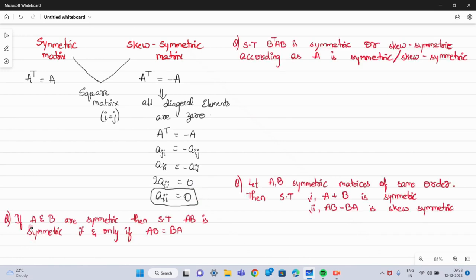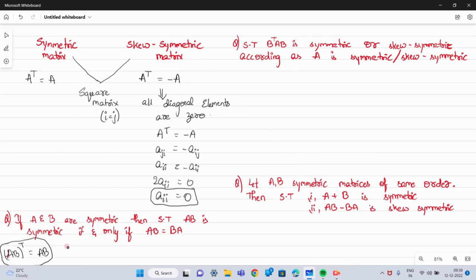Okay. In this question, it says A and B are two symmetric matrices and we need to show AB is also symmetric if and only if AB is equal to BA. It means we need to show AB whole transpose is AB only, because we need to show AB as a symmetric matrix.